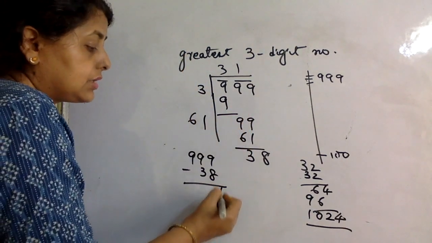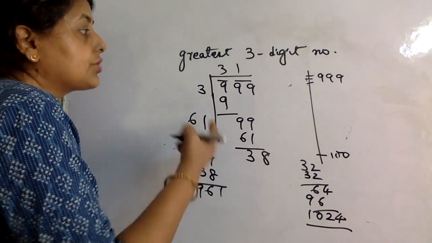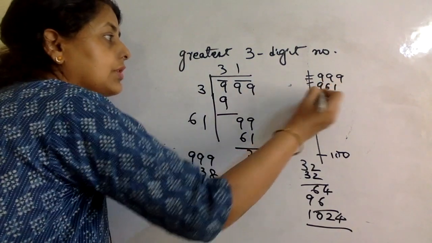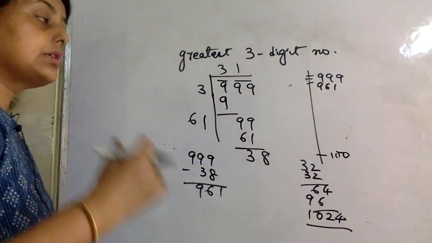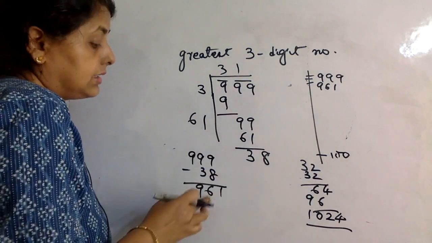So that is 1 and 6 and 9, so 31 square is actually 961, and see, we are lying within the correct range. So the greatest 3-digit number which is a perfect square is 961.